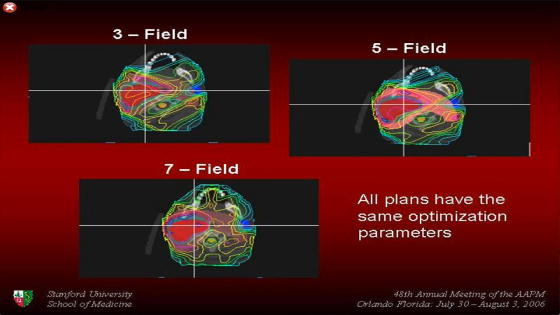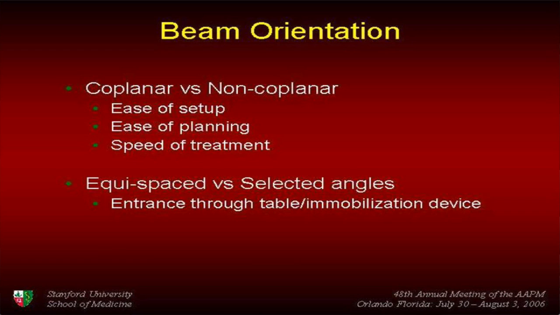This number of fields has to be balanced against how long the treatment time is going to be too. If you're going to have a 9 or 12-field IMRT plan, can the patient be expected to lie still on the table for that length of time? That's something that needs to be decided on a case-by-case basis.